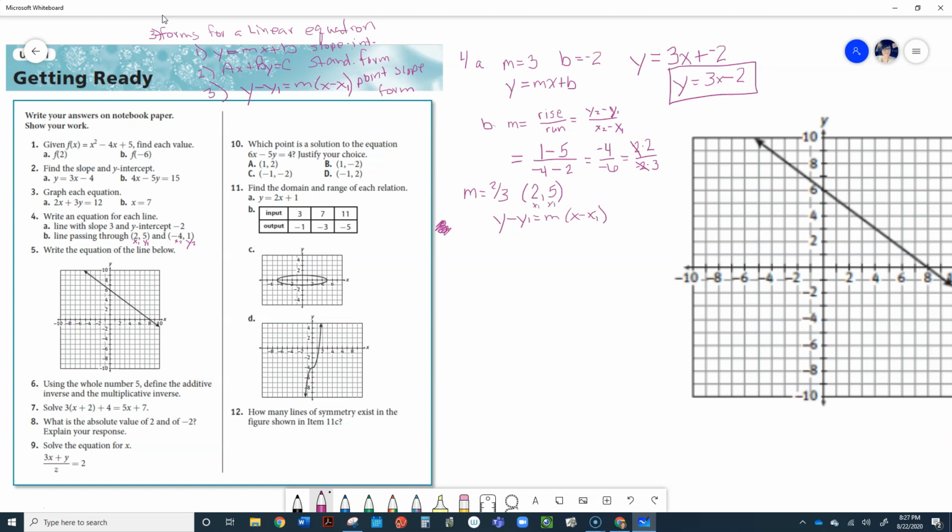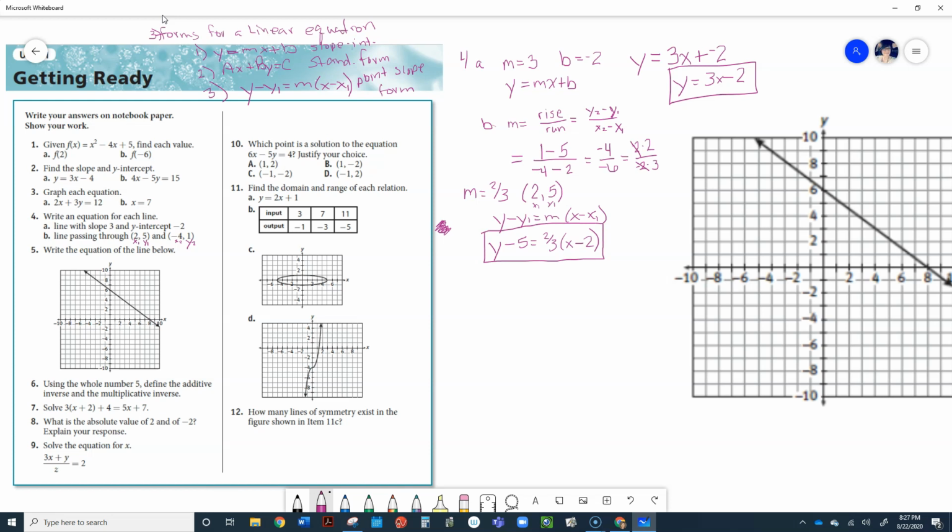This y and this x stay in the equation, just like this y and this x do. So it's y minus 5 equals 2/3 times x minus 2. And that is an answer. It's in point slope form.